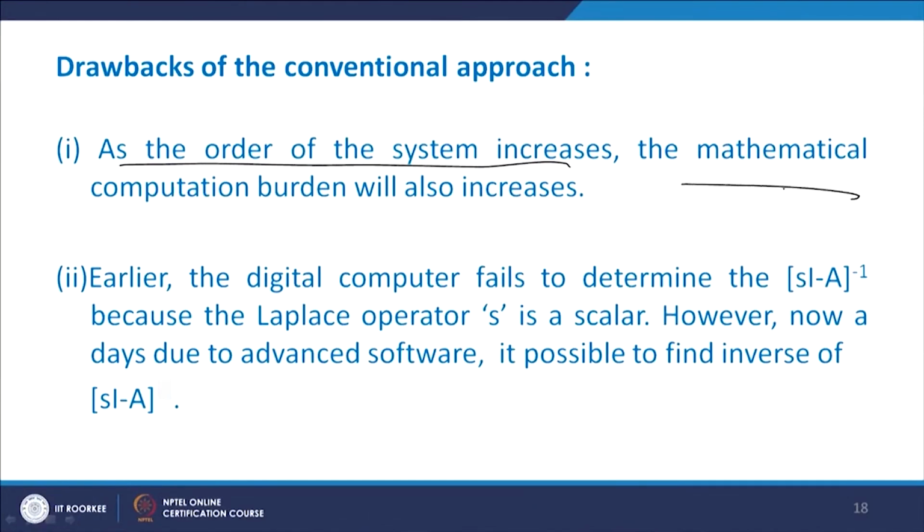Now, the other thing is that here we need to calculate the inverse. But if you think say 25 years back, when there was no software, at that time the calculation of the inverse was quite cumbersome. That means you have to find the adjoint and determinant, all these things. As the order increases, it is quite difficult, and you know that if you take some example like power system models, we have very high order models. So in that case it is difficult to apply this particular method. Therefore, as the order of the system increases, the mathematical computation burden will also increase. This is the one drawback.